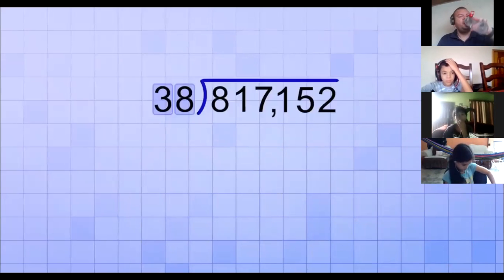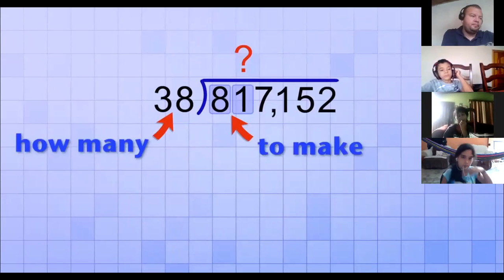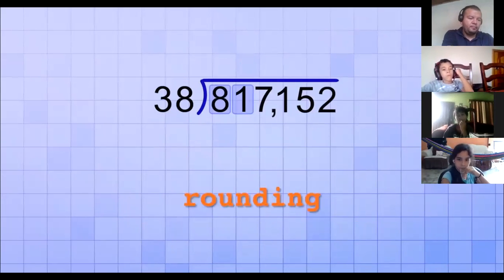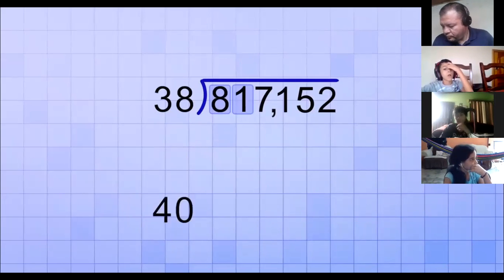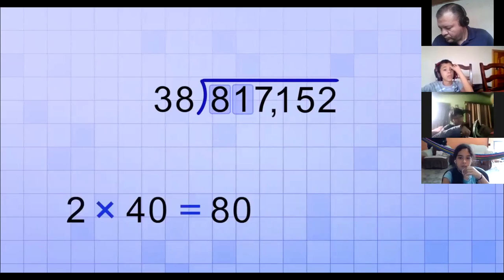Since we have a 2-digit divisor, we start with the first 2 digits of the dividend and ask, how many 38s will it take to make 81? Again, we're going to use rounding to help us estimate the answer. 38 is close to 40, and 81 is really close to 80. And since 80 is 2 times 40, my estimate for the first answer digit will be 2.